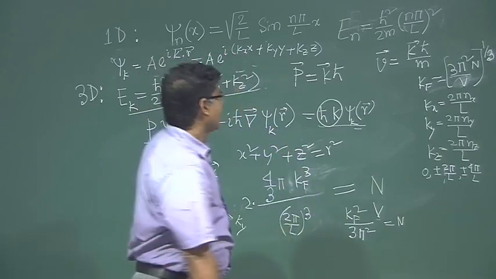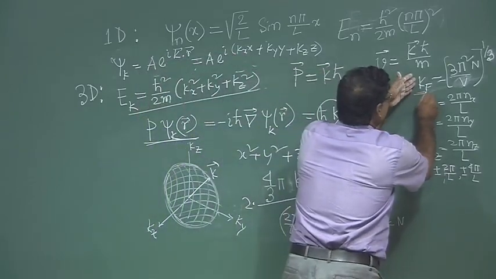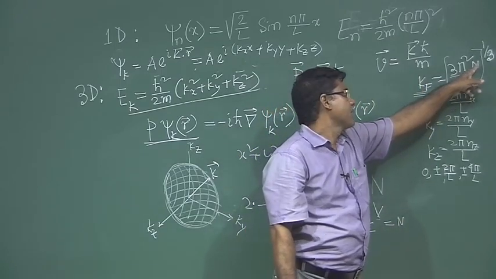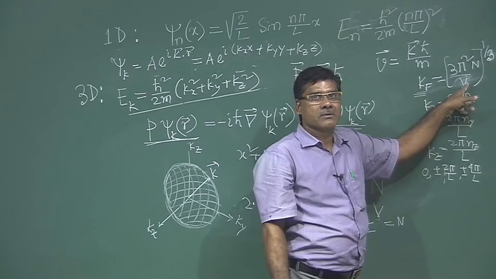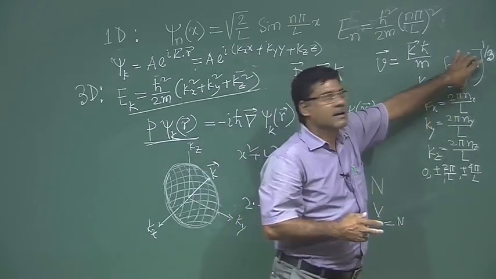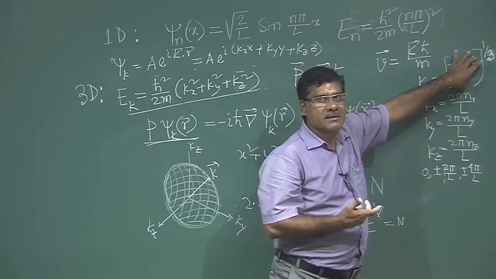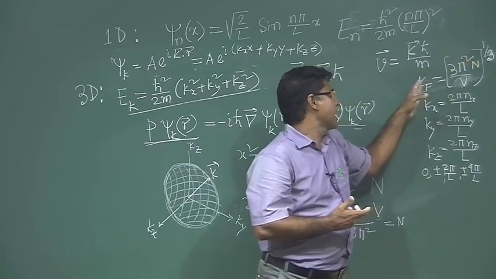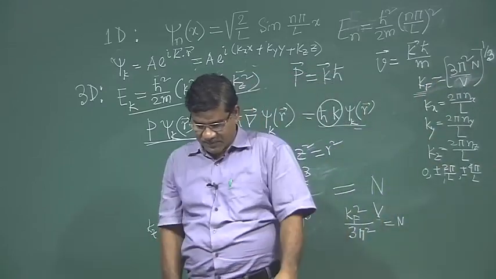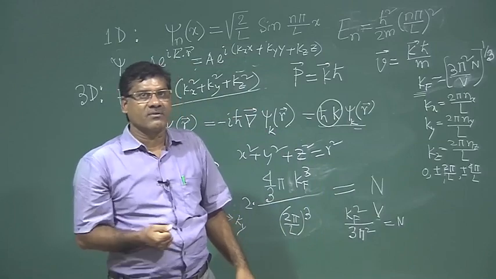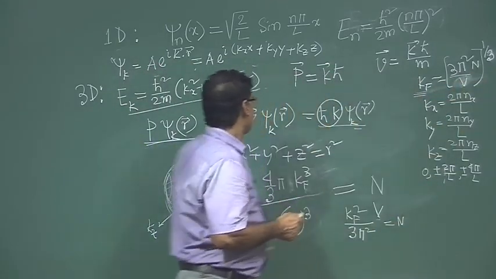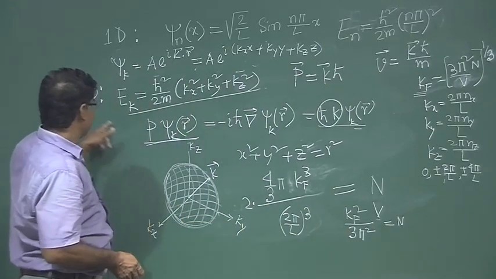Here you can see that kf depends on the density, n by v, the total number of electrons in volume v. This is the number density. So, kf is proportional to the cube root of the number density. If kf is known, what will be EF?